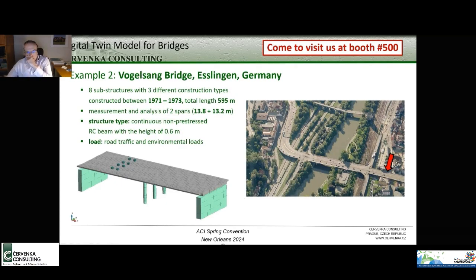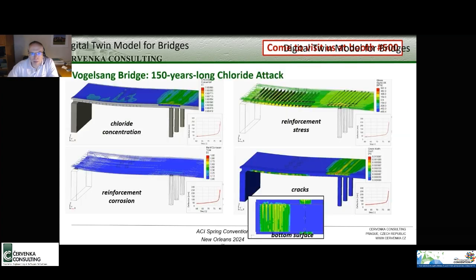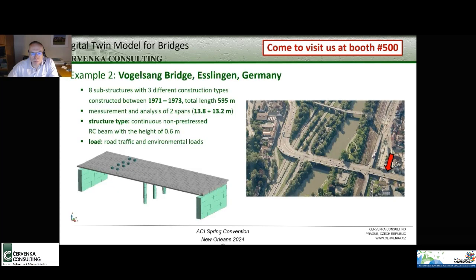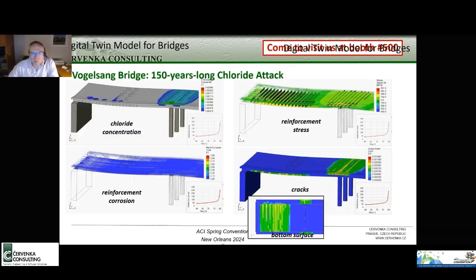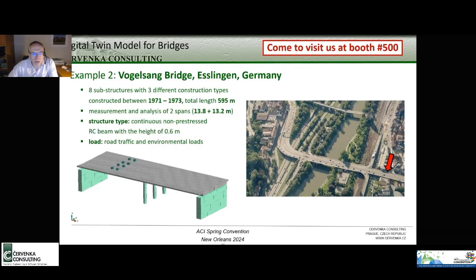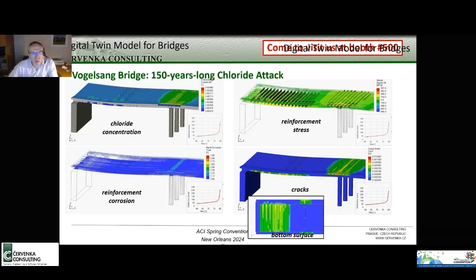Now another example comes from this digital twin approach. That means we have a numerical model of the bridge, but in addition we have monitoring, and this monitoring allows us to create a calibrated numerical model, and then we can use this numerical model to make long-term predictions.